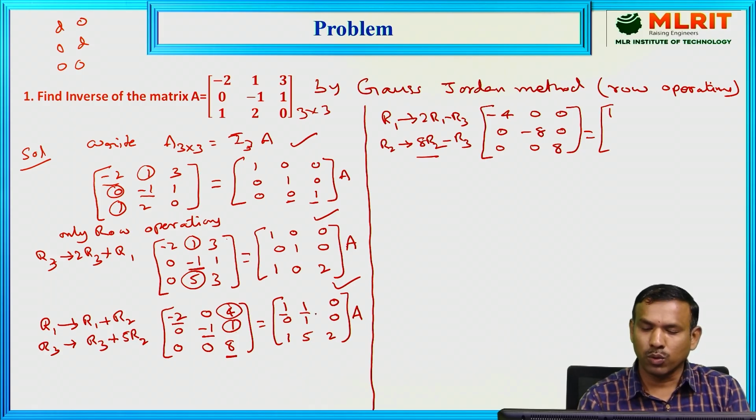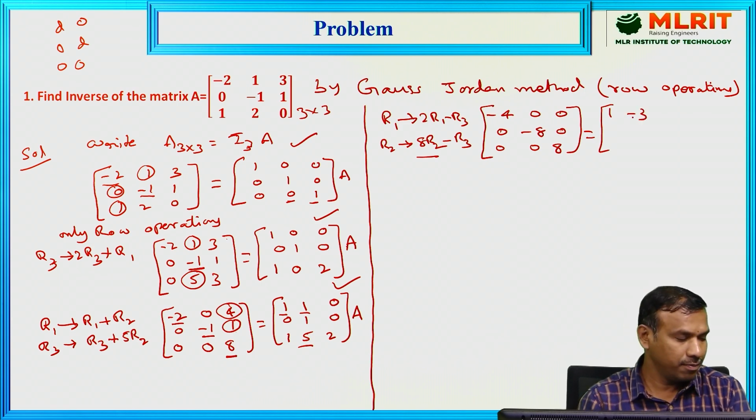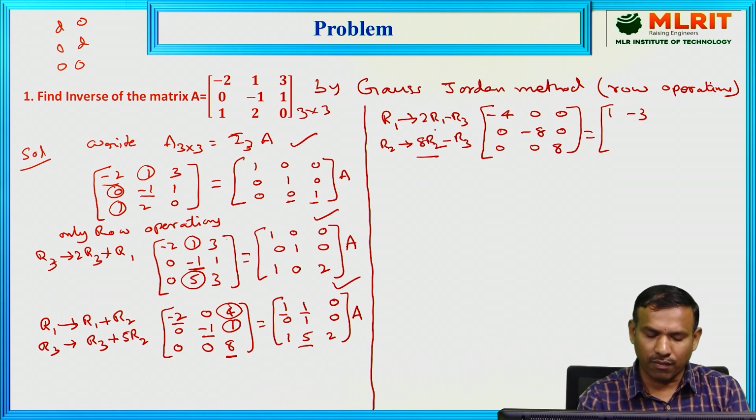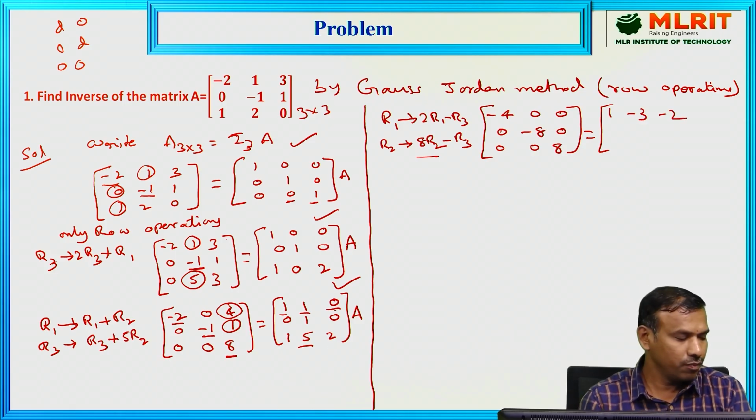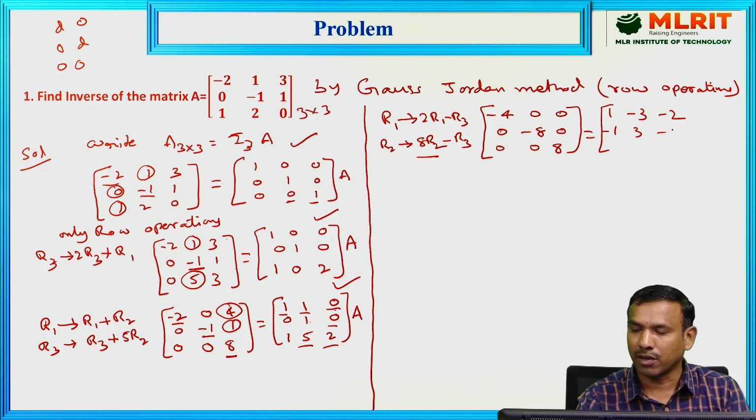R1, 2 into 1, 2 minus 5, minus 3. Next, R1, 2 into 0, 0 minus 2, minus 2. Right? Next, 8R2, 8 into 0 minus 1, minus 1. 8R2, 8 into 1, 8 minus 5, 3. 8R2, 8 into 0, 0 minus 2, minus 2.